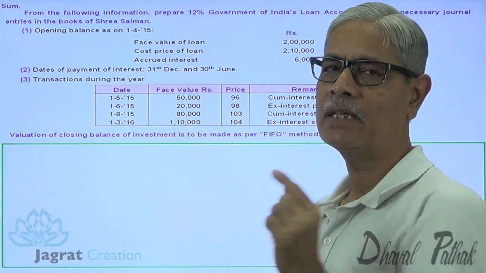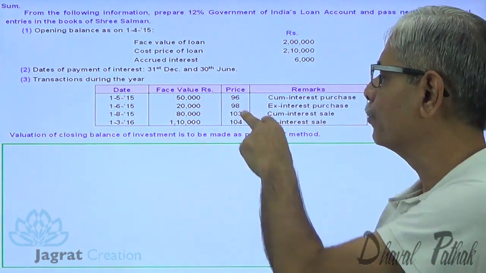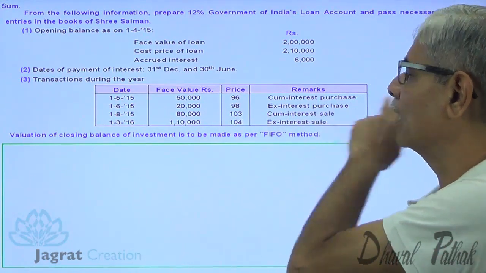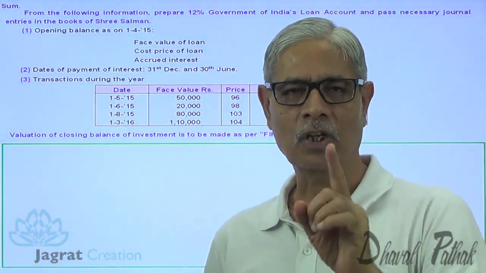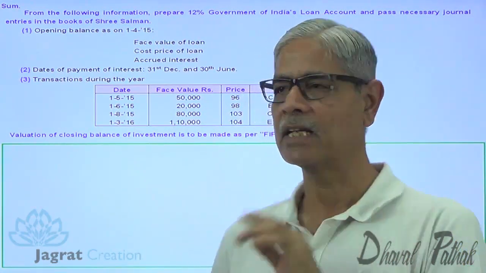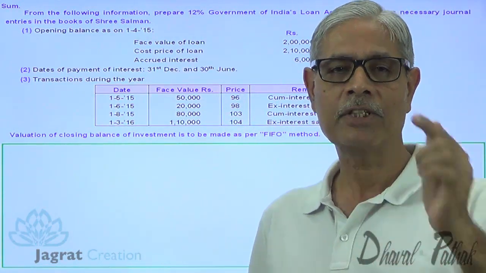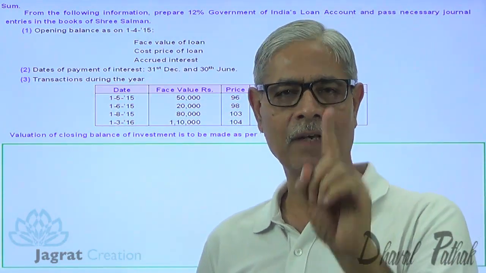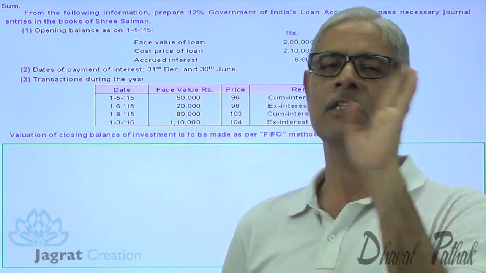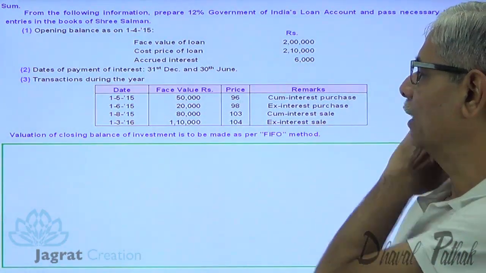And that 1 rupee is the interest element, a part of 103. That's why this 103 is known as cum interest sales price. So cum interest price means price that includes interest. So this 103 is the price which includes interest element 1 rupee, and 102 is the sales value. This is the meaning of cum interest.